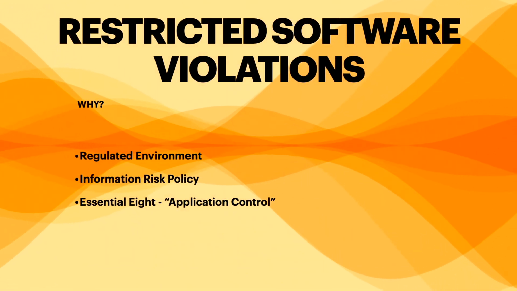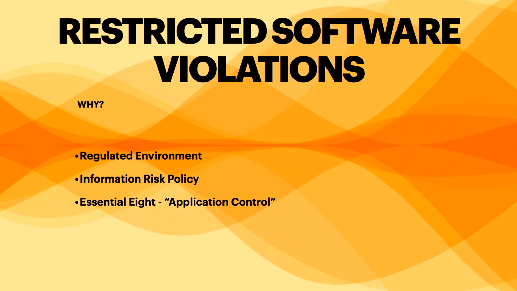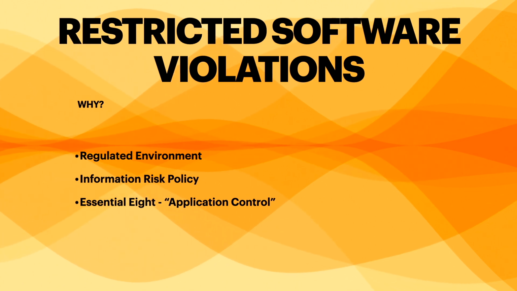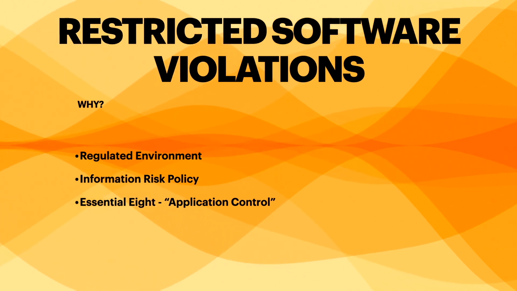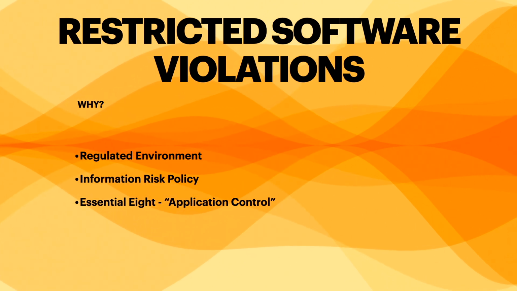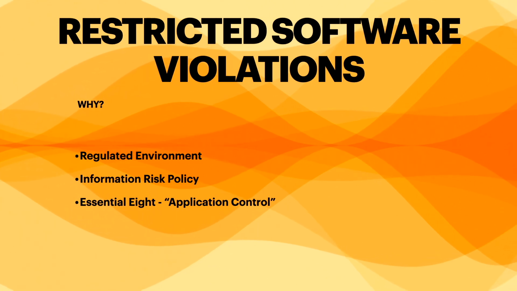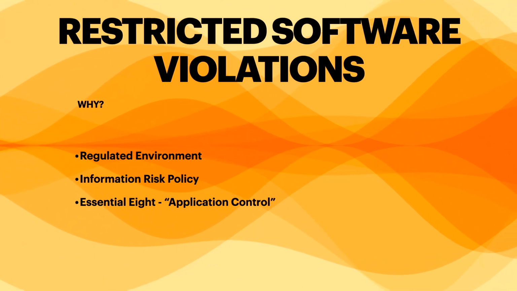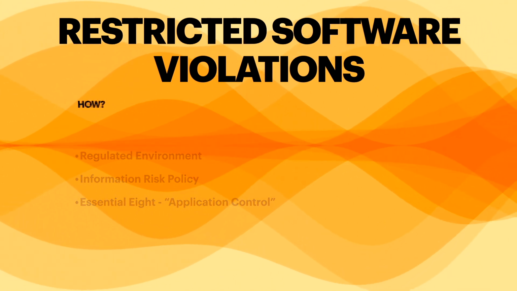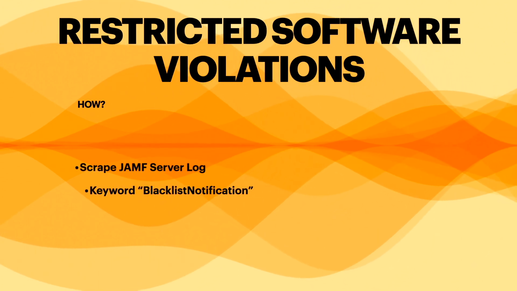And this really leads me neatly into restricted software violations. Now, for all of the same reasons that we spoke about before, but I'll add in my personal opinion here, if we don't report on behavior and call it out, we're never going to correct that behavior. So I've decided to build a report based on the policy violations, and this was a fair bit harder to do because the Jamf API does not provide this data. You cannot pull this data out of the Jamf API. What you can do, however, is scrape the Jamf server log.